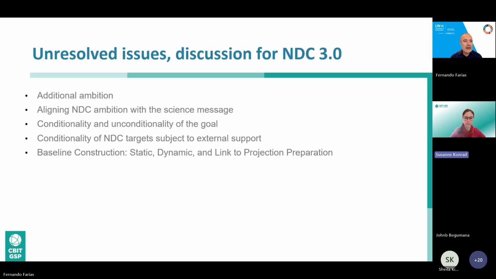Another element that was also very popular in the previous round of NDCs is linking the conditionality to external support. How does this work in reality? I think there is good information in the BTRs, particularly in the finance chapters, to learn how this condition could be applied in more practical terms.